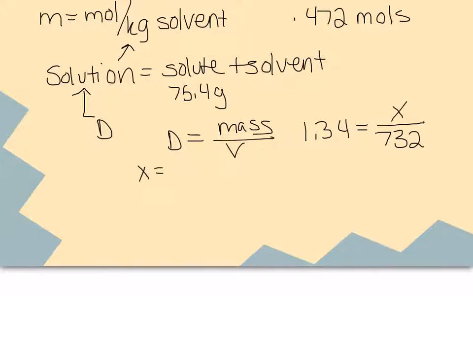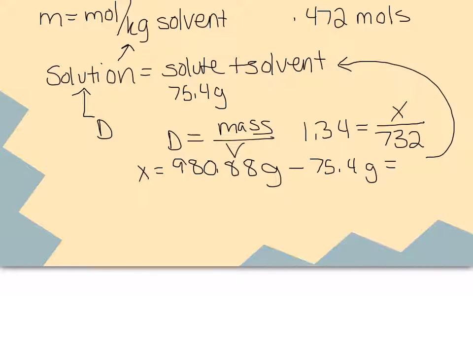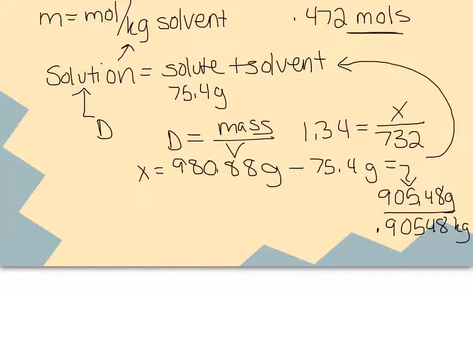So our x equals 980.88 grams. I just did that math. Okay, if I subtract 75.4 grams, I end up with the mass of solvent. And I ended up with this number, 905.48 grams. I have to change that over to kilograms, so it's 0.90548. Okay, and now I have moles, which I have up here, up at the top.